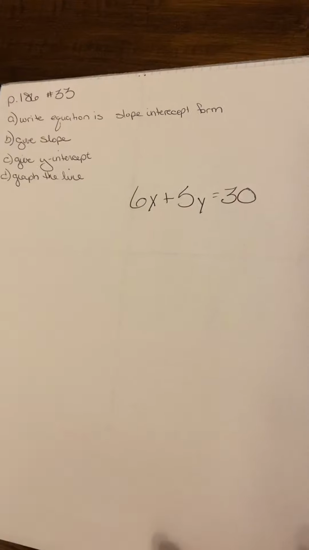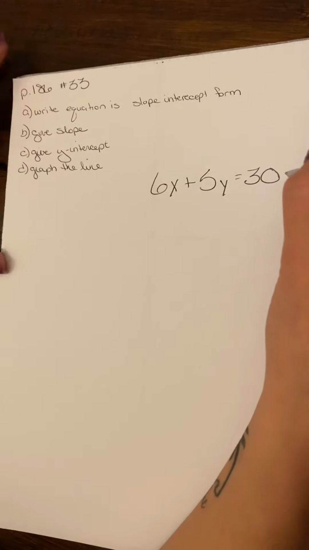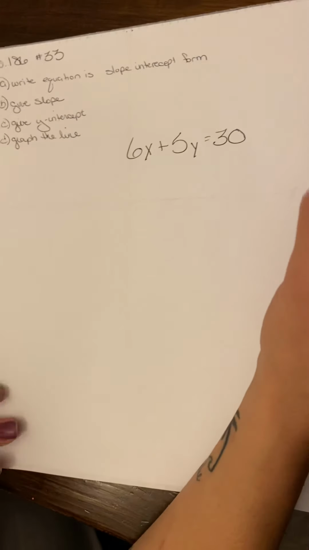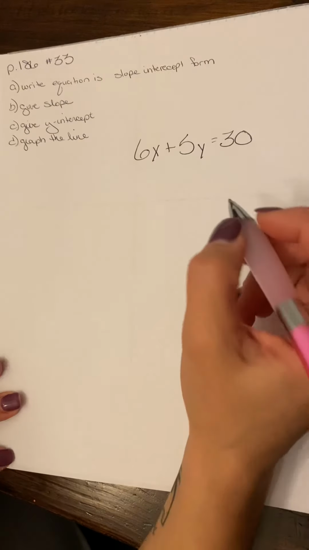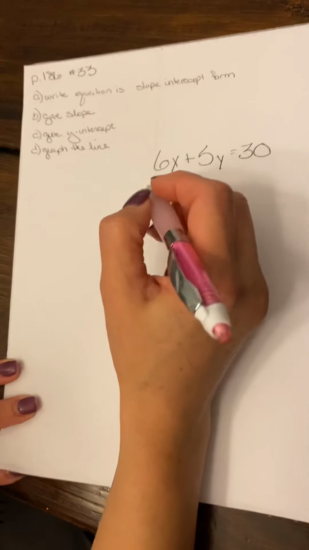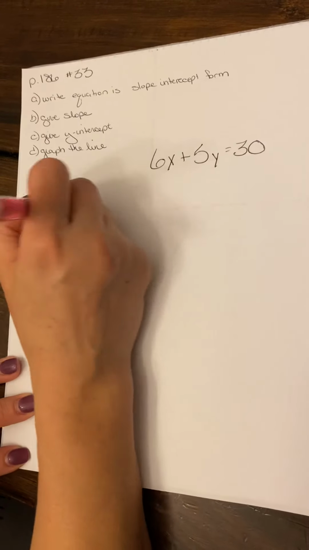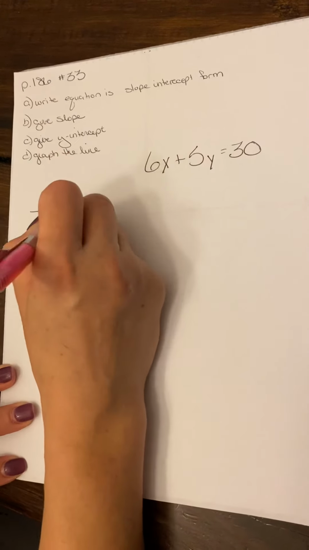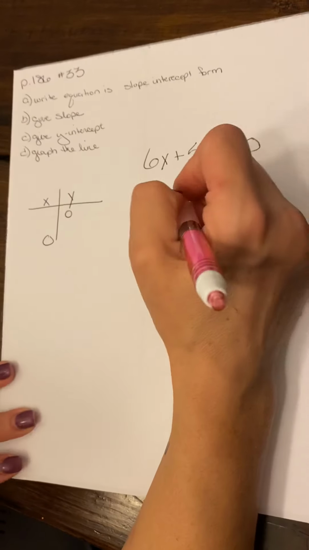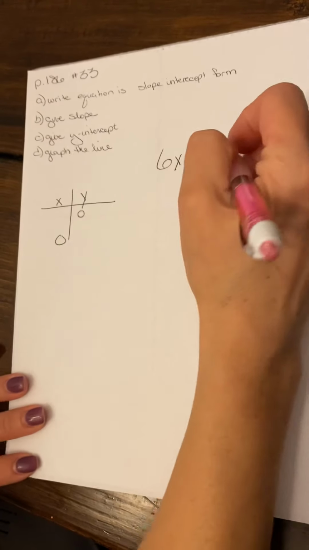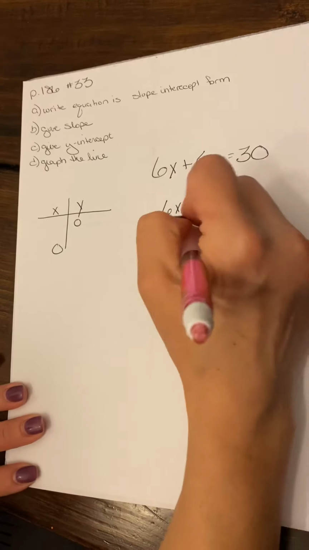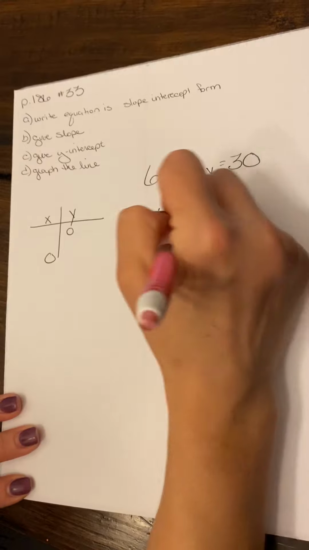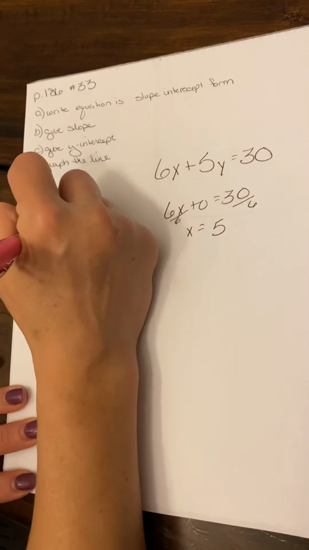And my next question is number 33 on page 186. From this equation, I have to write out the slope-intercept form, the slope, the y-intercept, and graph the line. The first thing I'm going to do is find the x and the y intercept. To find the x-intercept, we're going to make the y 0. So 6x plus 0 is 30, which leaves x equal to 30 divided by 6, so x is 5.